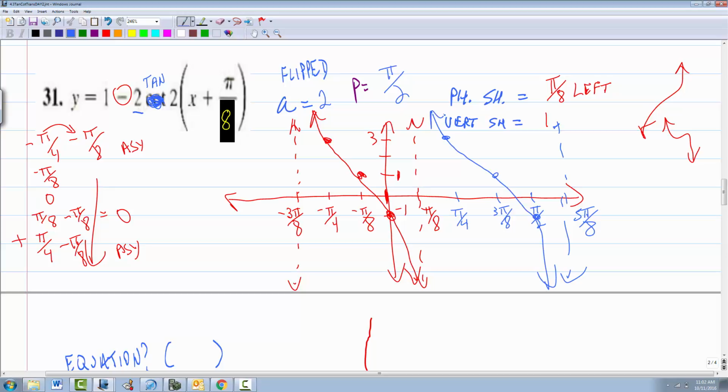So it's a flipped tan. That's why it looks like cotan. And we did the pi over 8 left. We did this the second hour you're watching this. We did a cotan. I just wanted to change it to tan because it's more of a challenge. Okay? All right. We're not done yet, though.